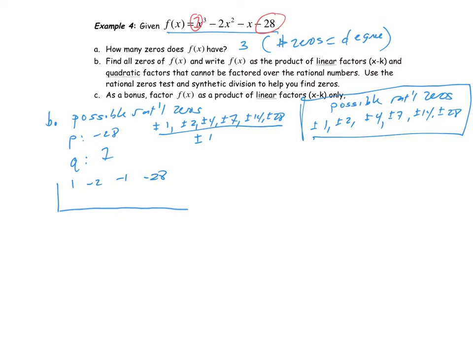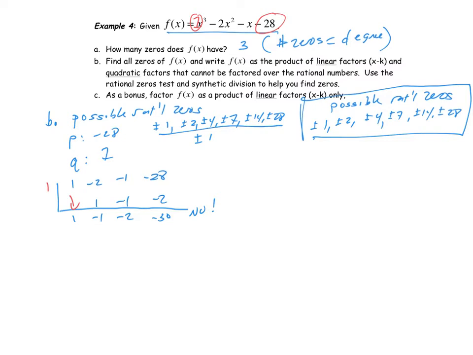And I am going to try a zero at 1. So let's see if 1 works. So we're going to bring down the 1. 1 times 1 is 1. Negative 2 plus 1 is negative 1. 1 times negative 1 is negative 1. Negative 1 plus negative 1 is negative 2. 1 times negative 2 is negative 2. Negative 28 plus negative 2 is negative 30. So this one is no. That does not work. So 1 is not a zero.